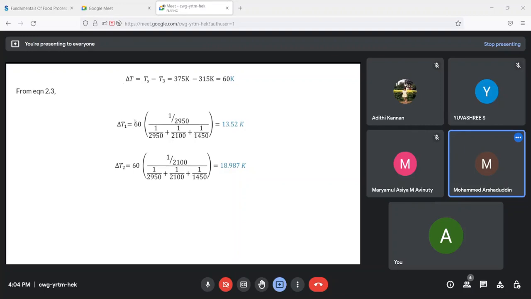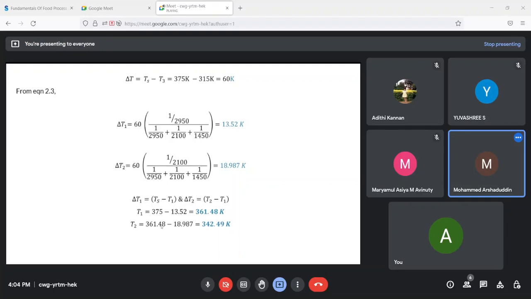So what is delta T1 in the first effect? How do you calculate the temperature difference? Ts minus T1. Yeah, so delta T1 is Ts minus T1, whereas in case of delta T2, since the vapor from the first effect is actually acting as the steam, that will have the temperature of T1. So here it should be T1 minus T2. Sorry. So T1 is 375 Kelvin minus 13.52, which comes out to be 361.48 Kelvin.